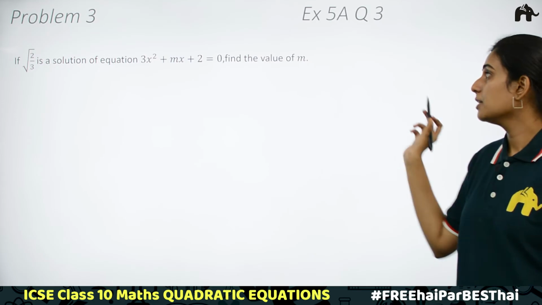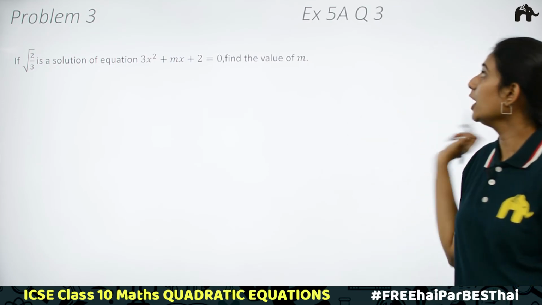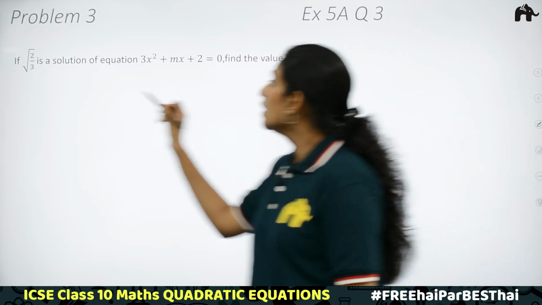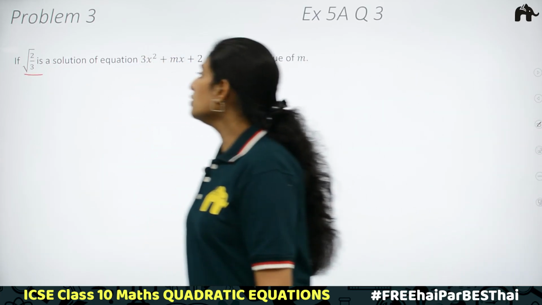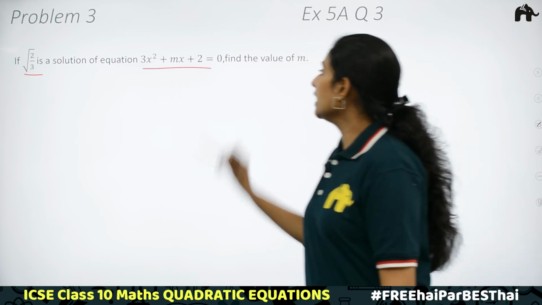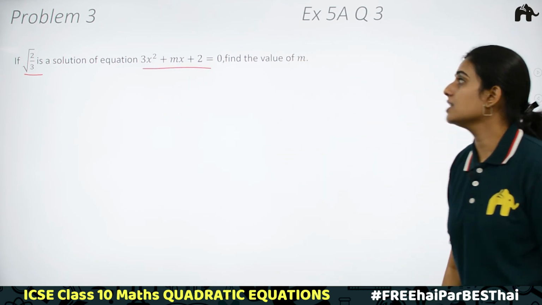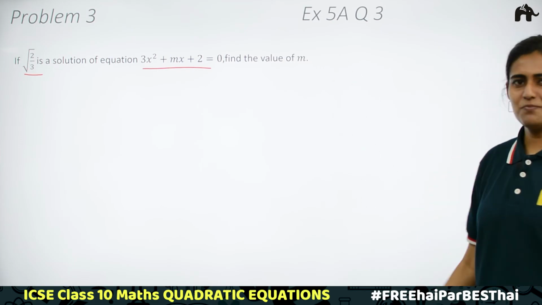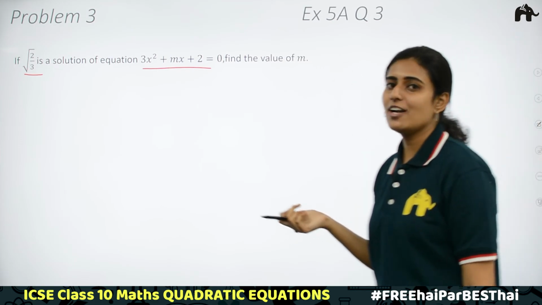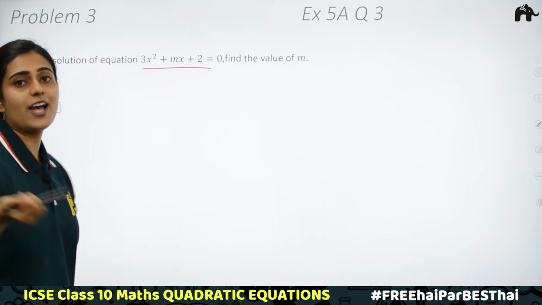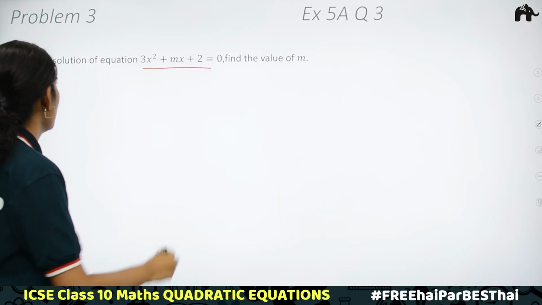Next problem. Problem number 3, question number 3 of exercise 5A. If root 2 by 3 is a solution of the equation 3x square plus mx plus 2 is equal to 0, find the value of m. Very simple. When we solved the examples, we had a question to find the value of p. Similar question we have here.